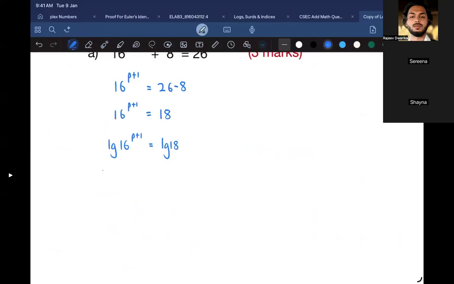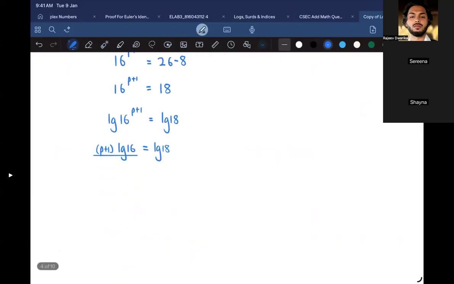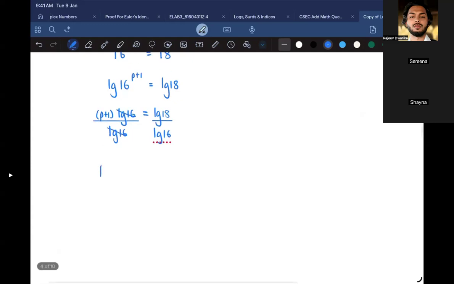And then you write log 16 to the p plus 1 as p plus 1 times log 16. And then you divide log 16 on both sides. Nice. I like what you're doing. So if you wanted, you could expand, but that's the best thing to do. So you end up with p plus 1 is equal to log 18 all over log 16.